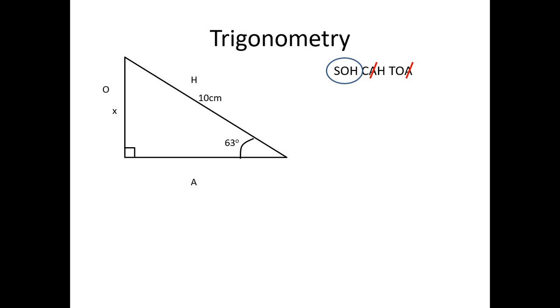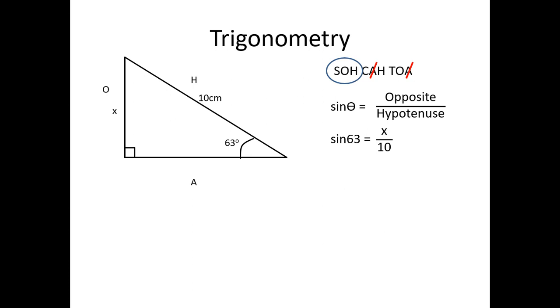So what I do is I write out that ratio, and I know that because it's S, then O, then H, that means the sine of the angle is equal to the opposite over the hypotenuse. So now I have to substitute in the values. I write sine 63 is equal to x, which is written on the opposite, divided by 10, which is written on the hypotenuse.